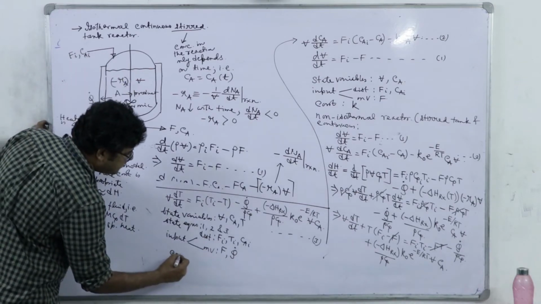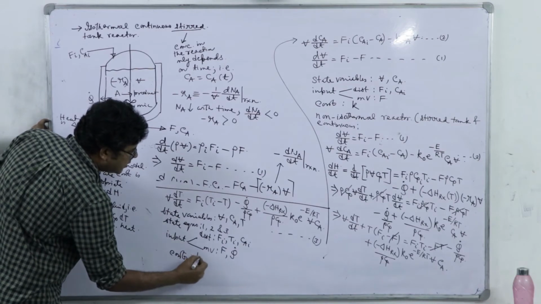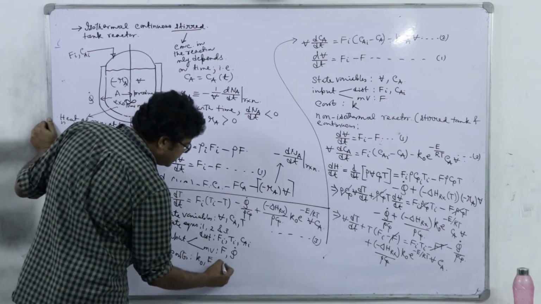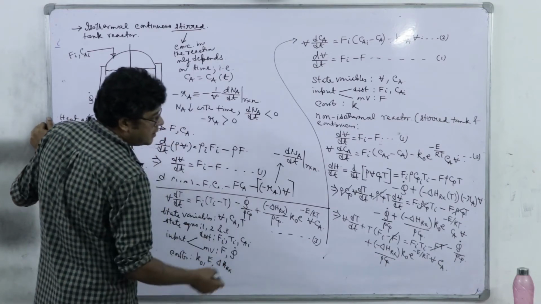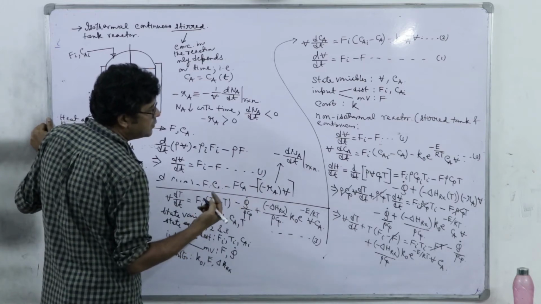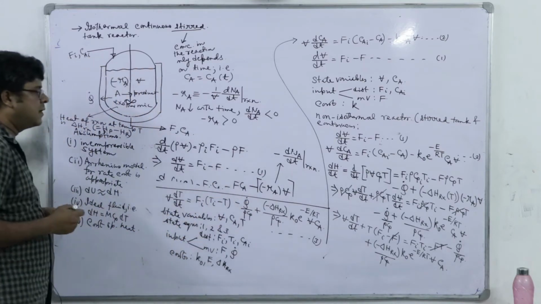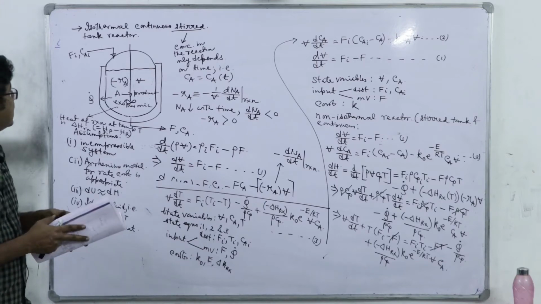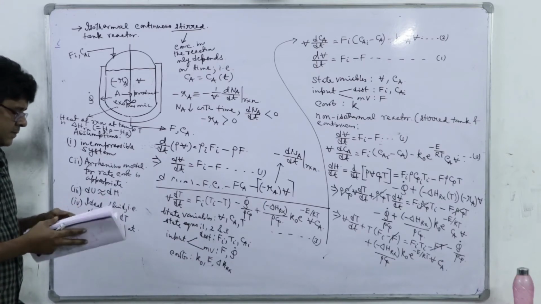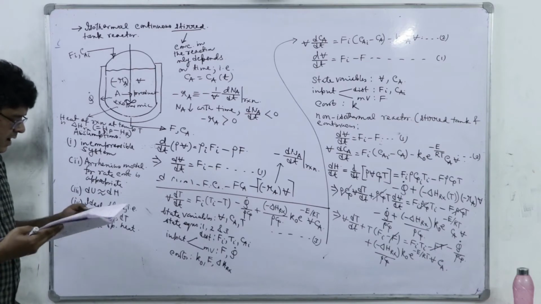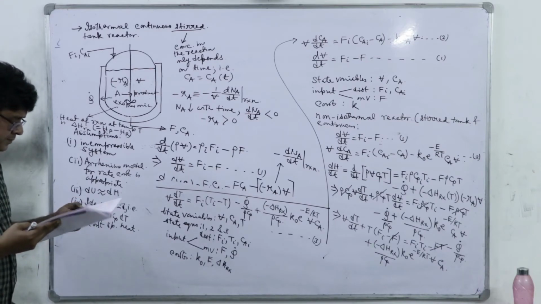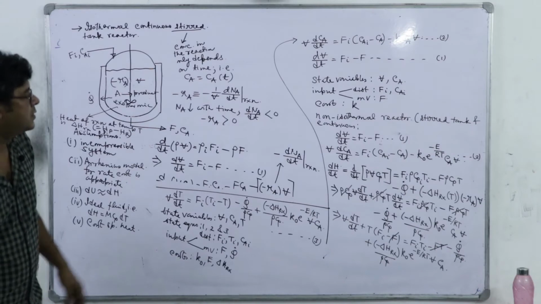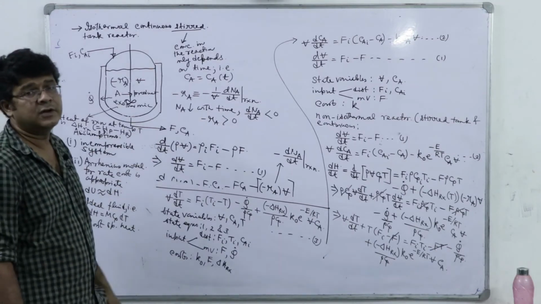And constants are K naught, E, then we have this delta H Rx and additionally this much. 3 constants of that system. So that's the model of the non-isothermal continuous stirred tank reactor. Still we are in the paradigm of lumped parameter systems. So next we will think about a distributed parameter system.